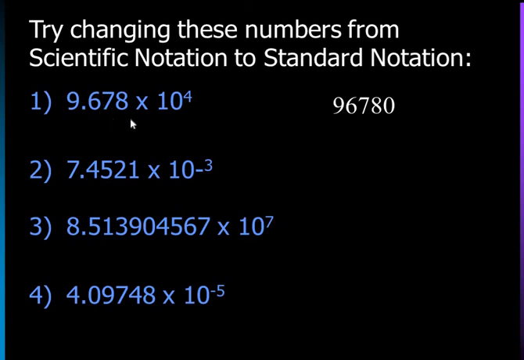Now here you see that you have to move it to the right, because the exponent is positive, so you have to move the decimal point to the right. How many digits? 4 digits. You have a 3, so you have to add 0. Here you have to move it to the left 3 digits. You have only 1 digit to the left of the decimal point, so you have to add 2 zeros before you put the decimal point.